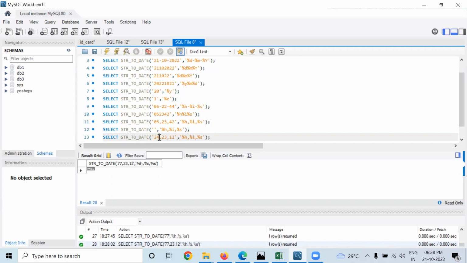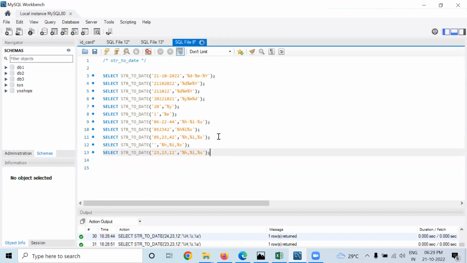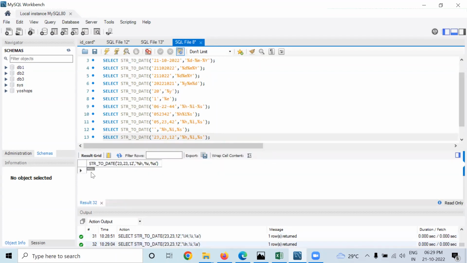I am putting some 24 over here. Let us see what will happen. Control enter. It is again showing null. But if instead of small h, I am putting capital H, let us take 23. 24 is not okay. 23, yeah, now it is okay. Is it clear, everyone? See, in case of small h for 23, null is there, because small h is defined from 0 to 12 only. And capital H is defined from 0 to 24. So if I'm taking capital H, like this, things will come.